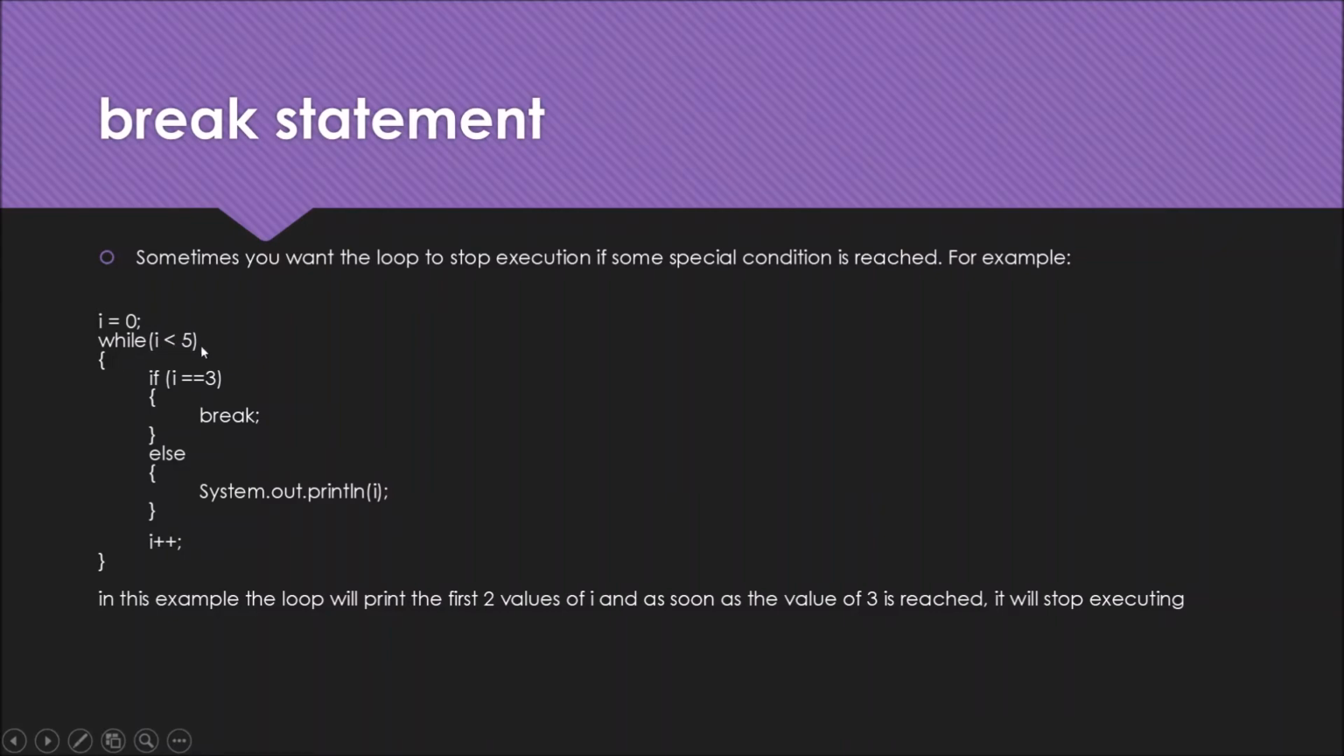1 is less than 5. Again, 1 is not equal to 3, so it will go to else. It will keep on doing this till I becomes equal to 3. Now as soon as I becomes equal to 3, it will break. So that is where this loop will end, and it will come out of this loop. So this is how the break statement works.